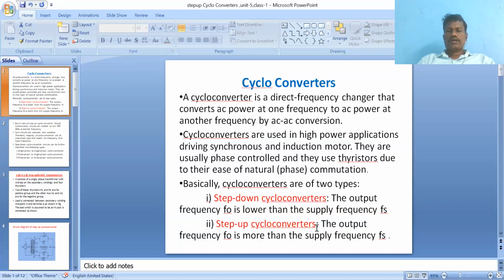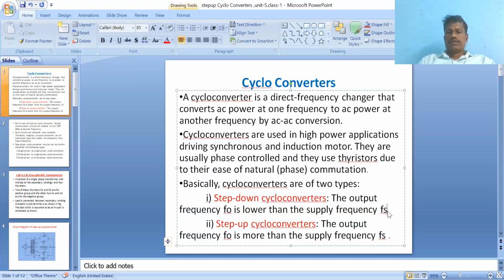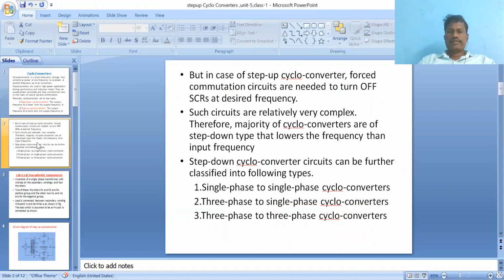What is a step up cycloconverter? Output frequency is more than the supply frequency is called a step up cycloconverter. So like that they are classified. In these cycloconverters, depending upon the AC supply, either a single phase 230 volts 50 Hz AC supply is given, or a three phase 400 volts AC supply is given. Whatever the supply, we are getting output also as AC, but with different frequencies, not equal to the supply frequency, either increasing or decreasing. So like that, it is step up or step down cycloconverters.